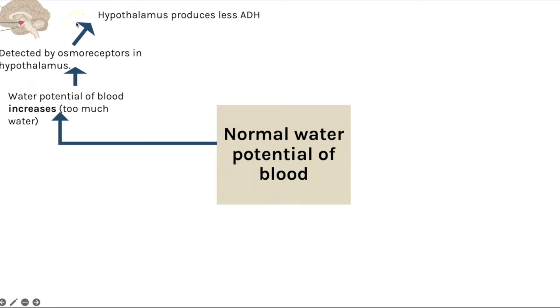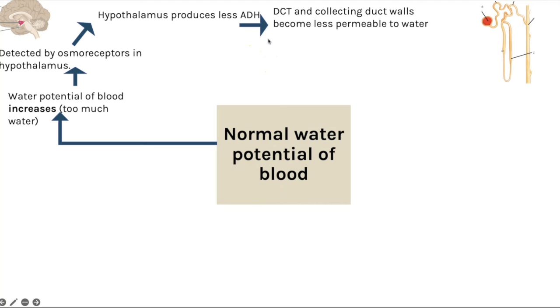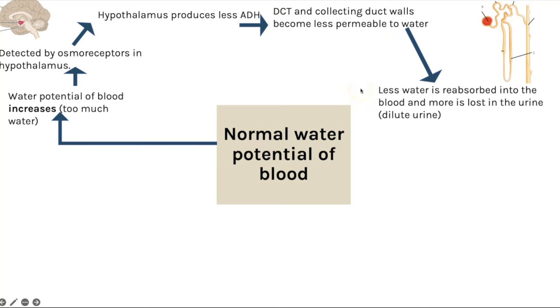The hypothalamus will then produce less ADH, and therefore the posterior pituitary gland will release less ADH into the blood. That transports around in the blood until it binds to the target cells, which are the cells lining the distal convoluted tubule and the collecting duct walls, and they then become less permeable to water. That means less water is reabsorbed into the blood and more stays in the nephron, which is then within the collecting duct, which goes on to make urine. So it results in a larger volume of dilute urine. And as a result, the water potential of the blood returns back to its normal limit.